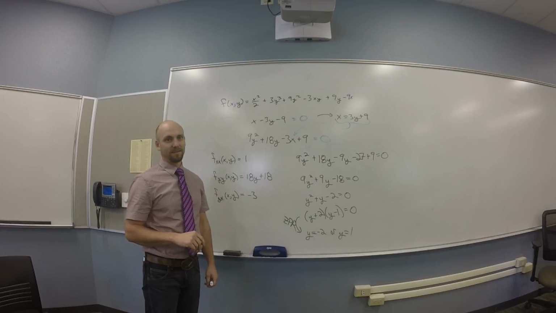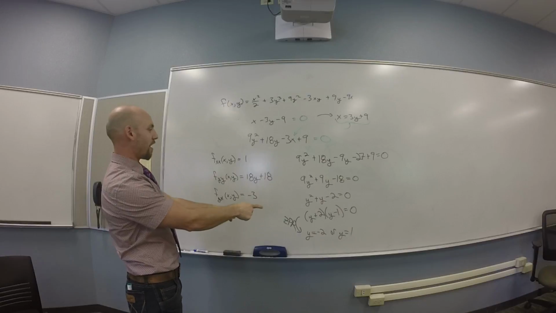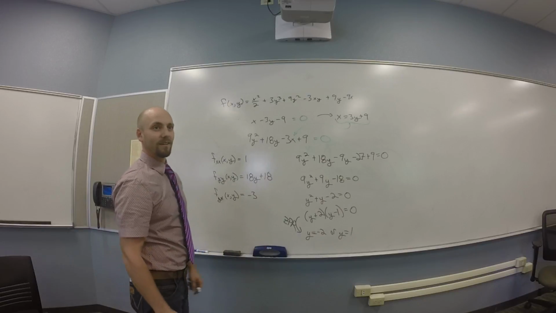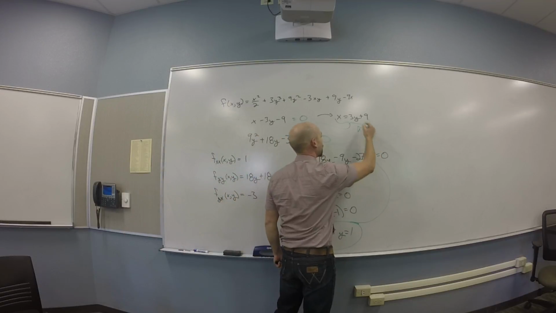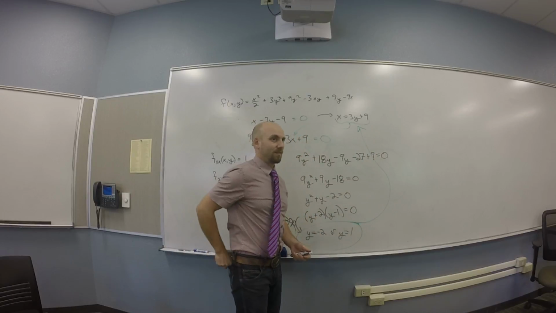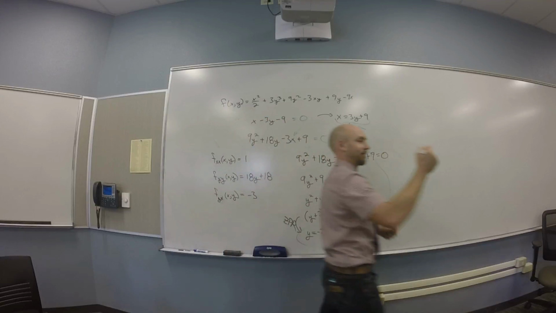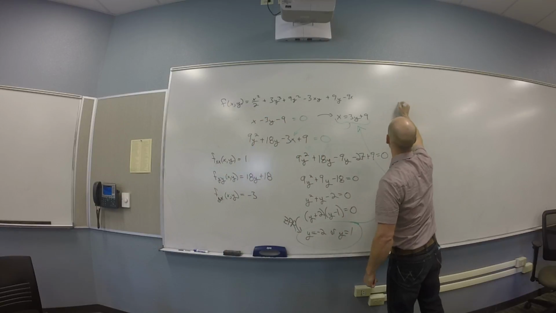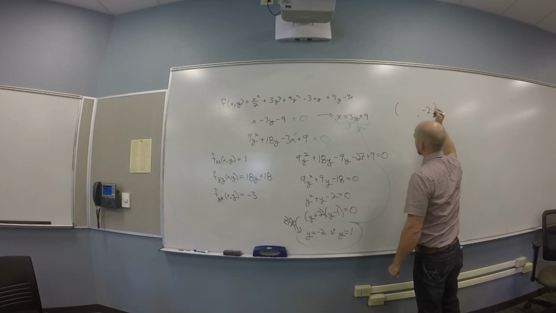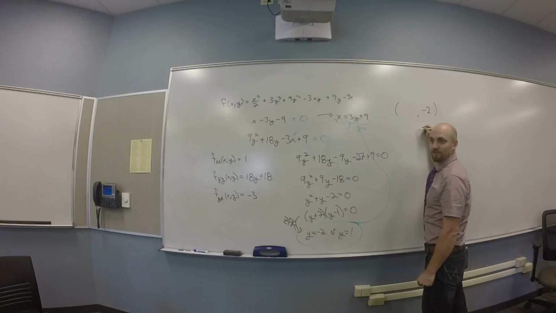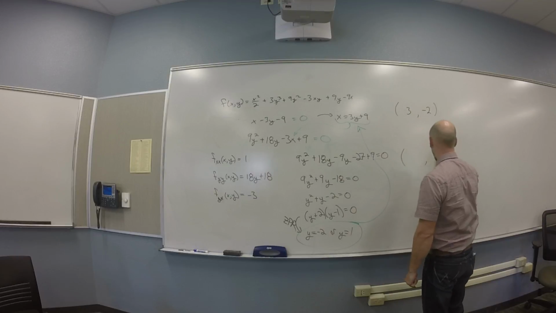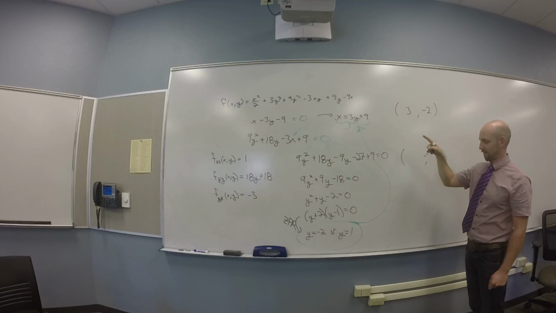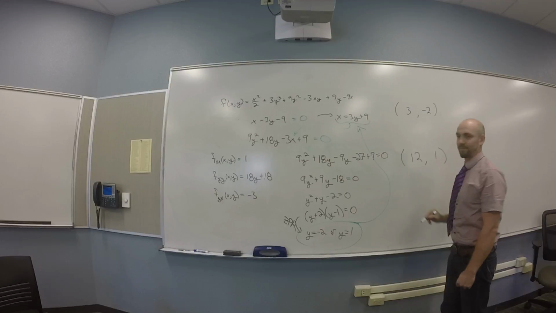Okay, then what do you do with that? Take that and trot it back into one of your original equations, the easier one. Could you do it in the second one? Sure, but it might not be fun. So my points are going to be something comma -2. What is the x that goes with -2? 3. Then the other one's going to be something comma 1. It's 12.